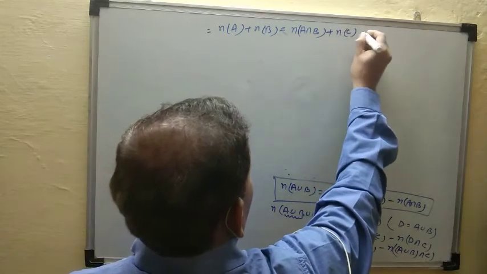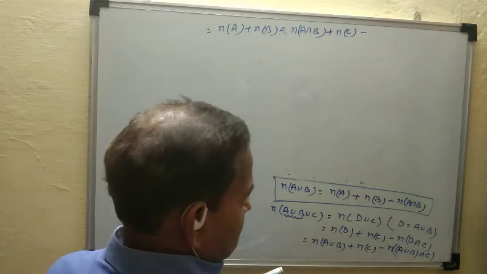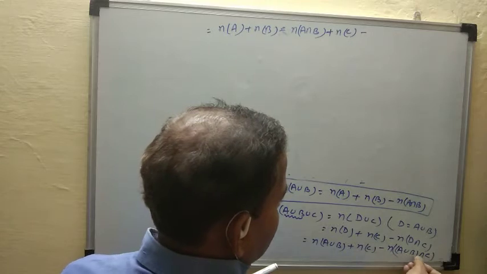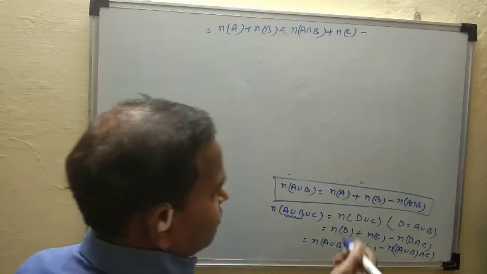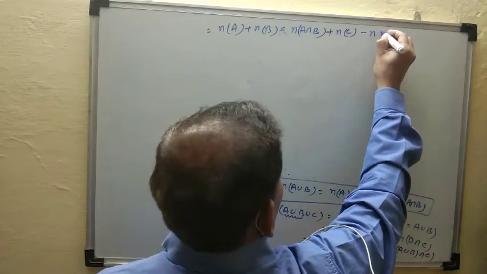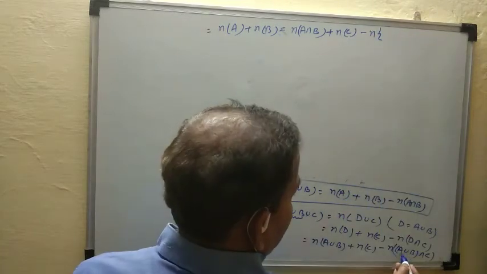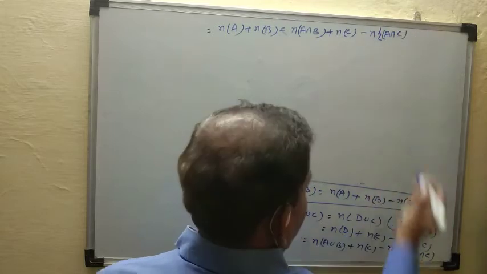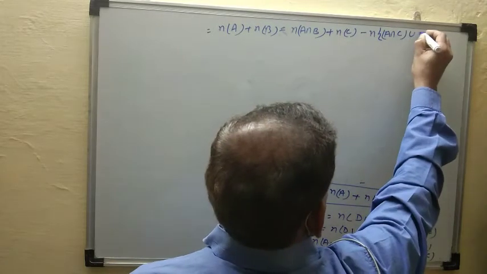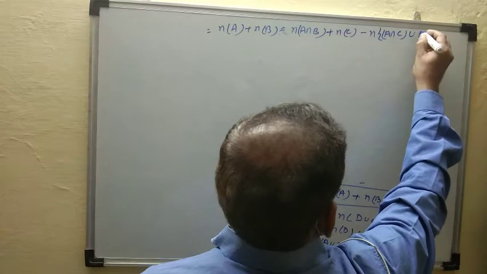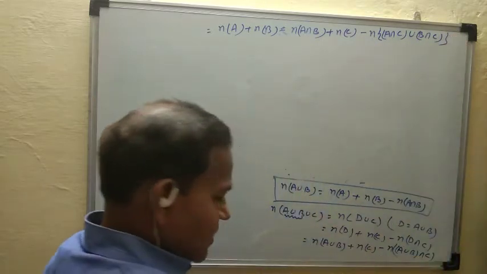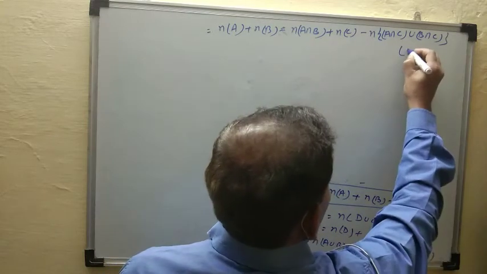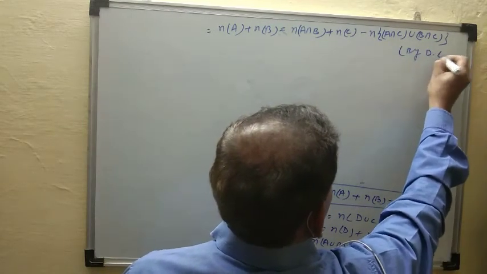Plus number of C, then minus, here use the distributive law on A union B intersection C. So this can be written as A intersection C, then union B intersection C, by the distributive law.